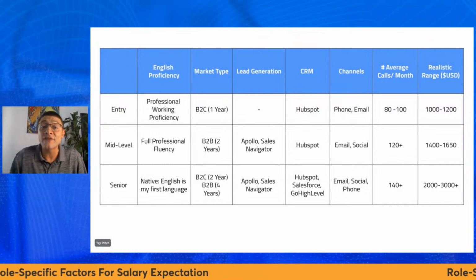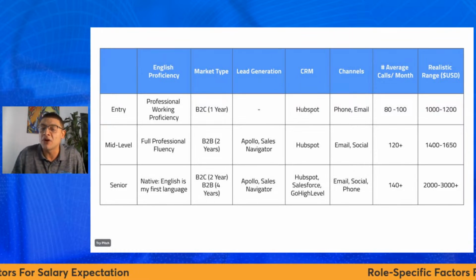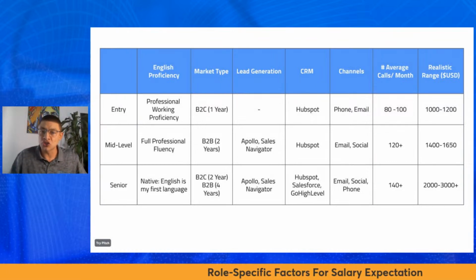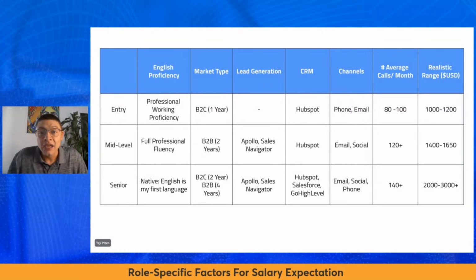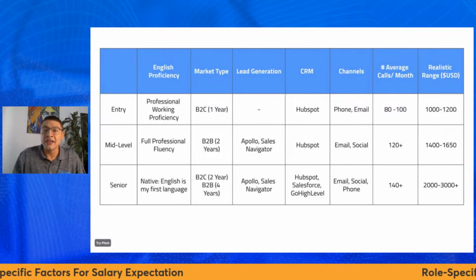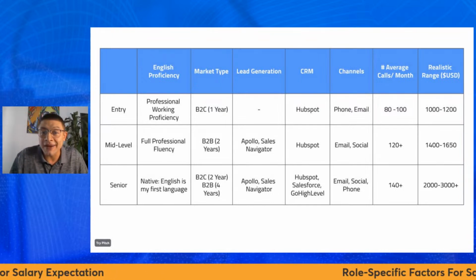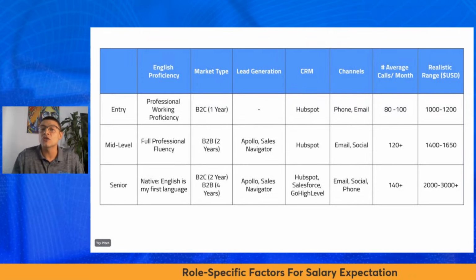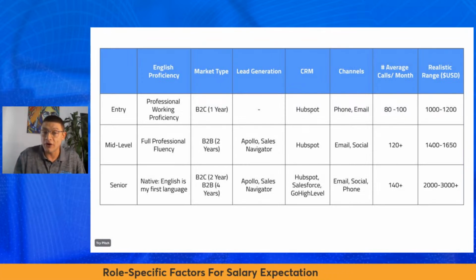Okay, CRM. They have used HubSpot. They've only used phone and email. Not much of a social seller. They've mainly used traditional phone and email. Great. How many calls have they been able to make? 80 to 100, right? And the realistic range is about 1,000 to 1,200, right? We're not mentioning any commissions here. We're speaking mainly about the base range, right?